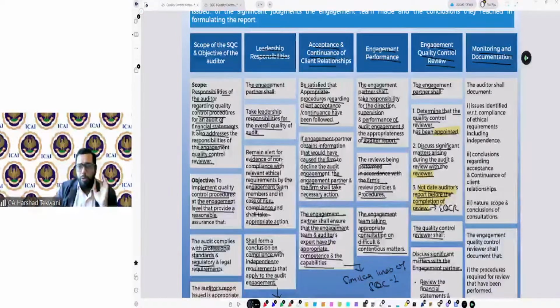So monitoring is a very, very critical thing that an engagement partner needs to understand while discharging his duties as an engagement partner for an audit of financial statements. Then comes the requirement of documentation over and above the monitoring. The documentation requirement is that the auditor shall document issues identified with respect to compliance with ethical requirements, including independence, and the conclusions reached regarding the acceptance and continuance of client relationships.